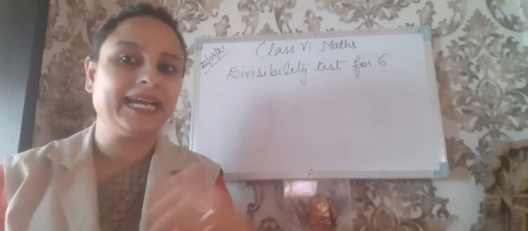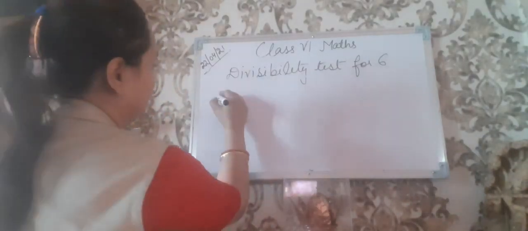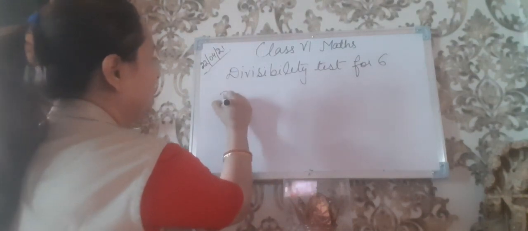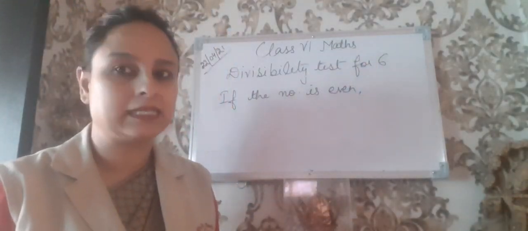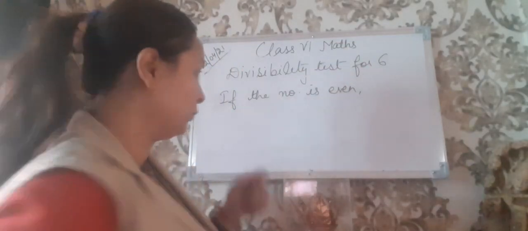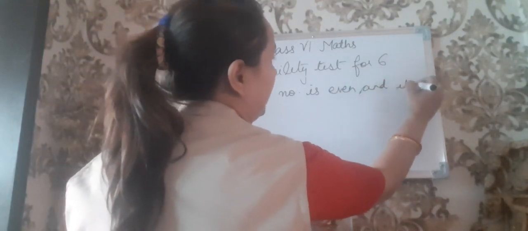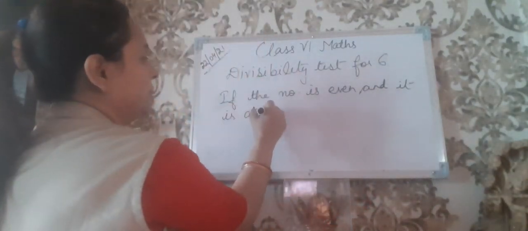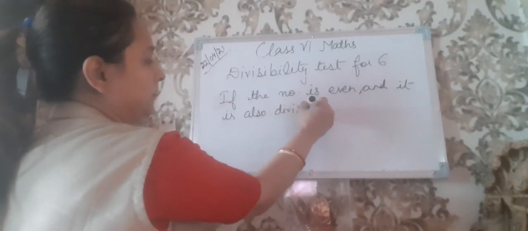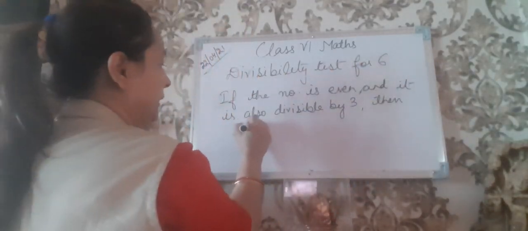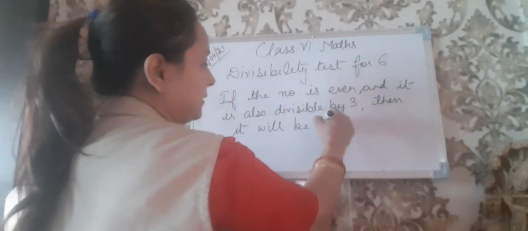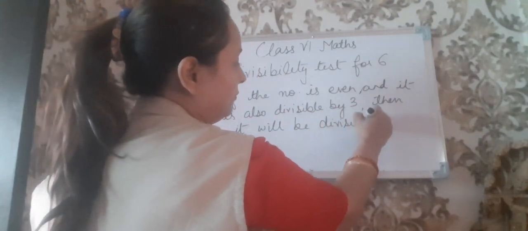So how do we write it in a statement? We will write: if the number is even, and it is also divisible by 3, then it will be divisible by 6. I hope you know the meaning of even. We have already discussed it when we discussed the divisibility test by 2.